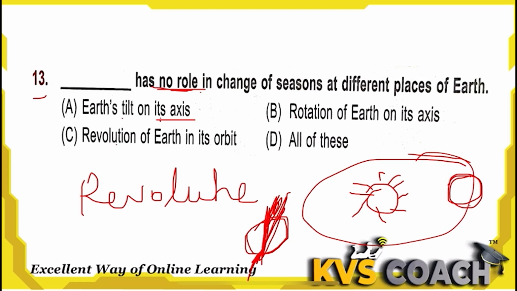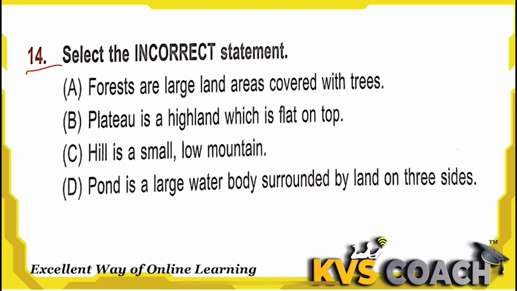Option B, rotation of the earth on its axis. No. This causes only day and night, not season change. So there is no role of option B. Option C, revolution of the earth in orbit. This is the main reason why the seasons change. So it also has a role. All of these, no, because option B has no role in season change. So option B is the right answer for this question.